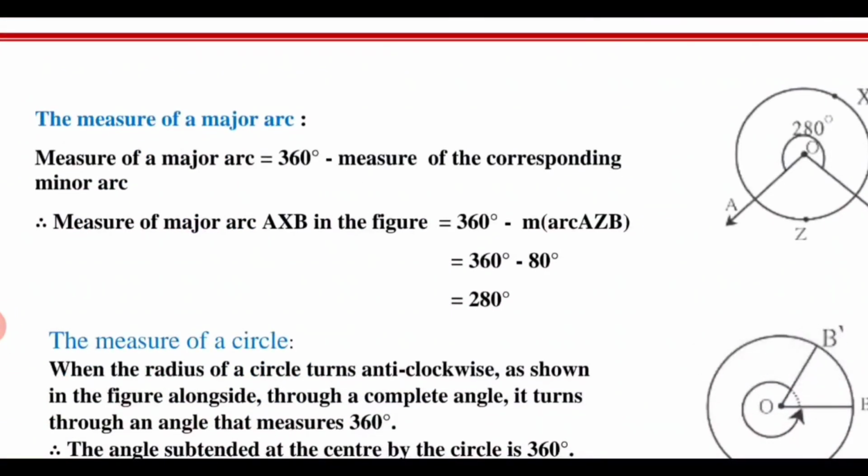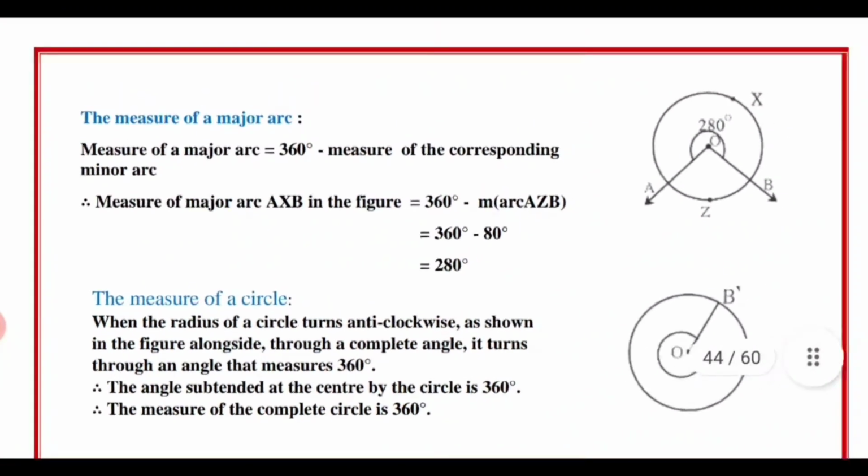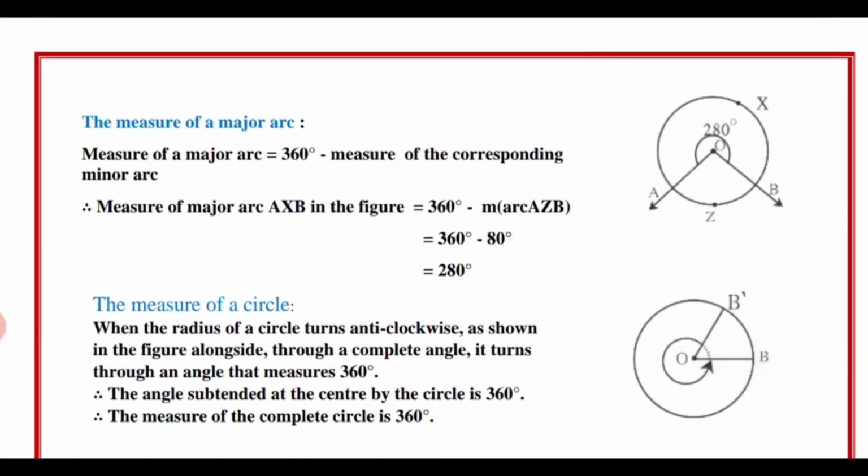the measure of a major arc. How to find the measure of a major arc? For finding the measure of a major arc, we have to use this formula. Measure means measurement, and this major means bigger. So the first measure means measurement and the second major means bigger. So the measure of the major arc is equal to 360 degrees minus the measure of the corresponding minor arc. Minor arc means smaller arc. So this formula we have to apply to find the measure of a major arc.